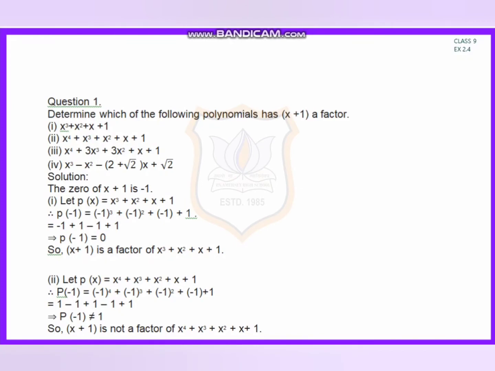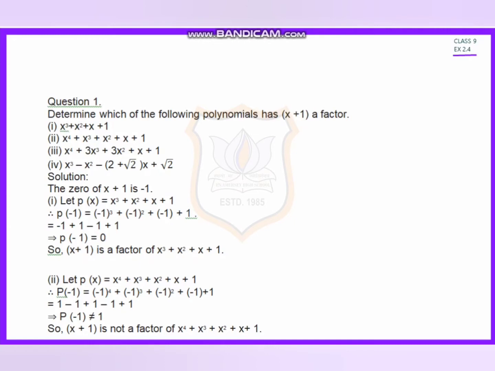Hello students, today we will continue our exercise 2.4. In this question, we have to determine whether one polynomial is a factor of another polynomial or not. We first find the zeros and put the value of the zero in the next polynomial. If we get the result as zero, it is a factor. If we do not get zero, we can say that the polynomial is not divisible by the given polynomial.